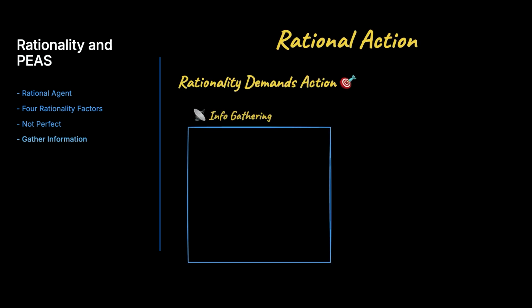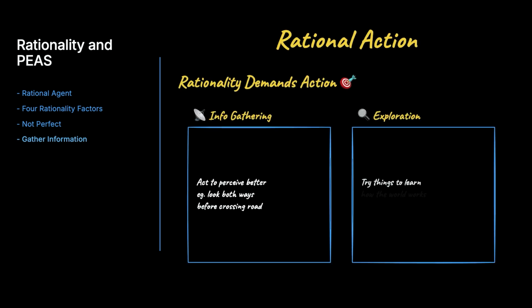Rationality also demands action, not just thinking. Information gathering means acting in order to perceive better, like turning your head to look both ways before crossing a road. Exploration is its cousin in unfamiliar settings where the agent must try things to learn how the world works. A rational agent is never passive before ignorance.